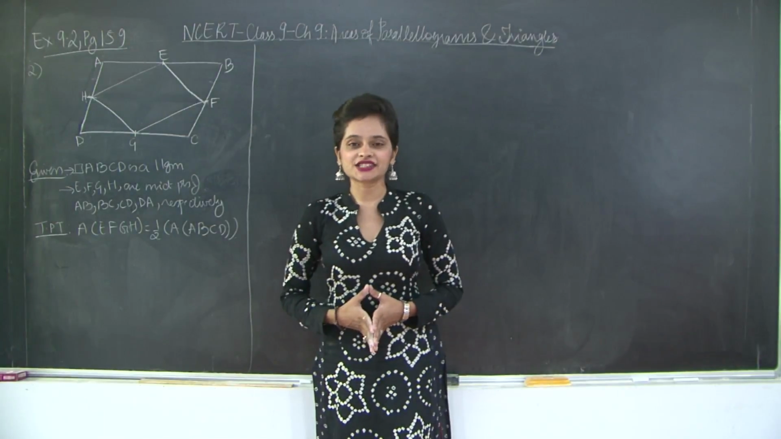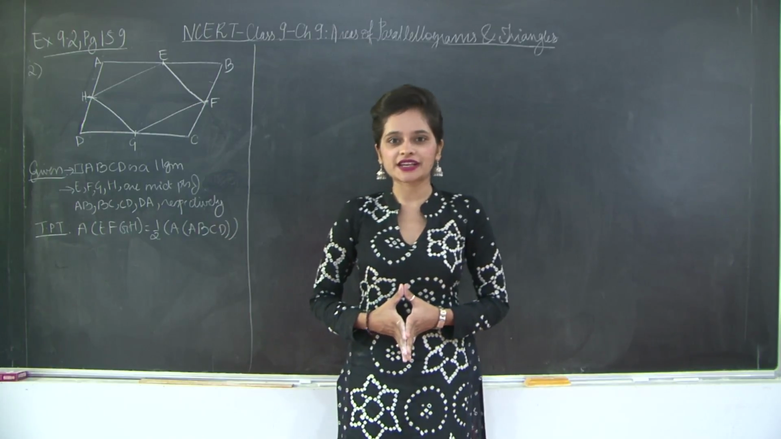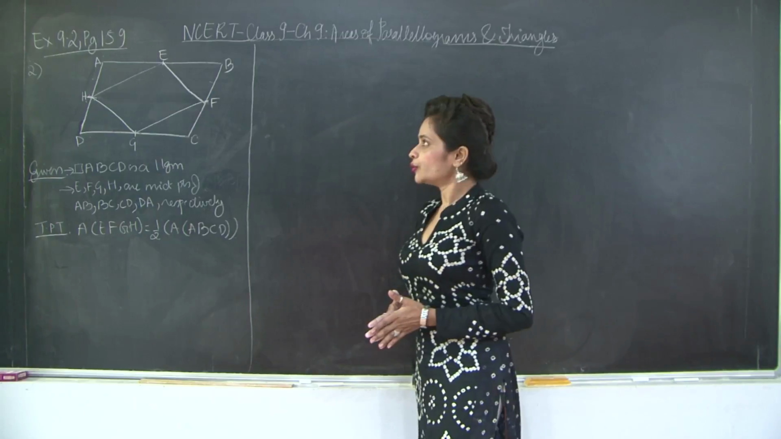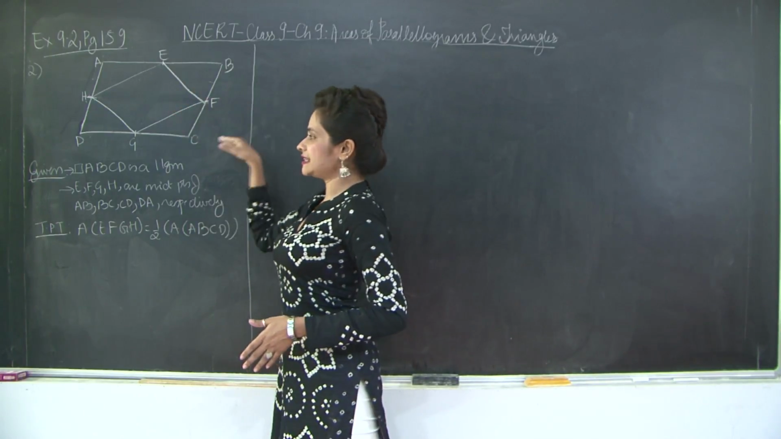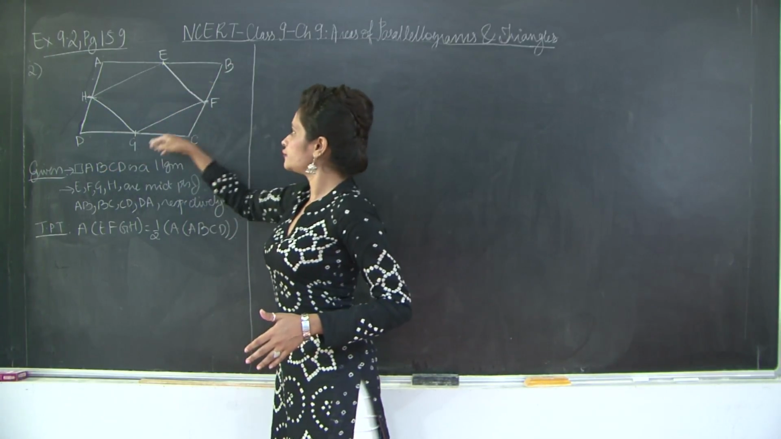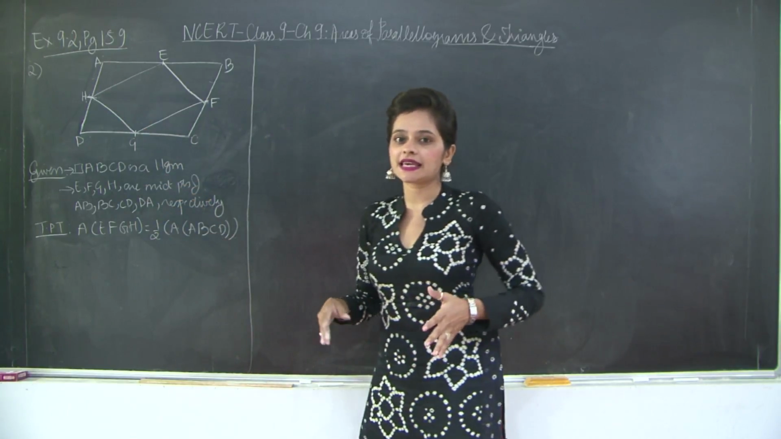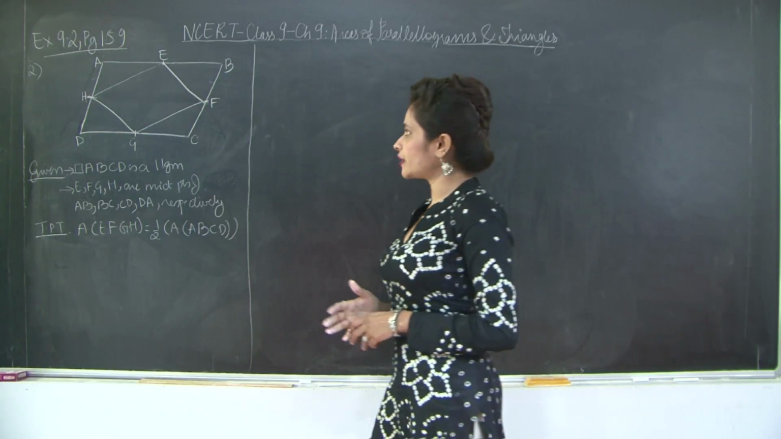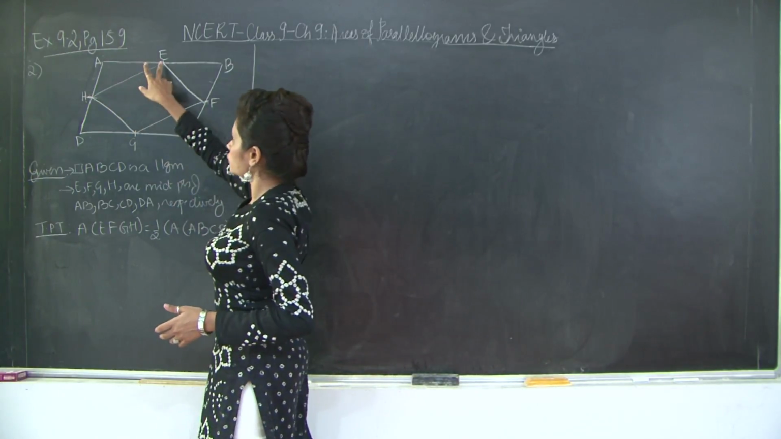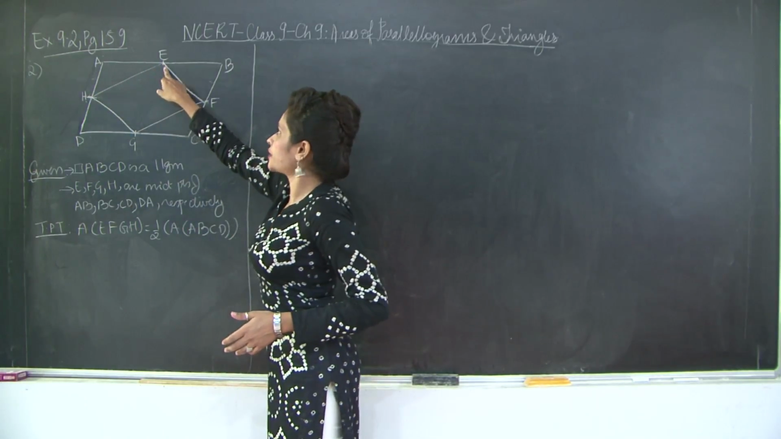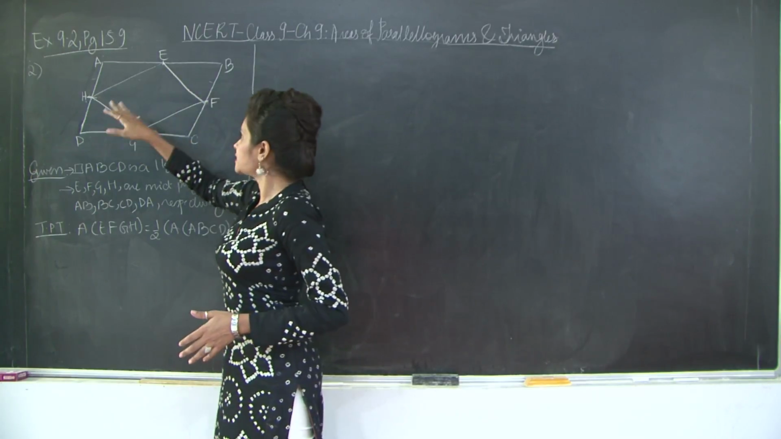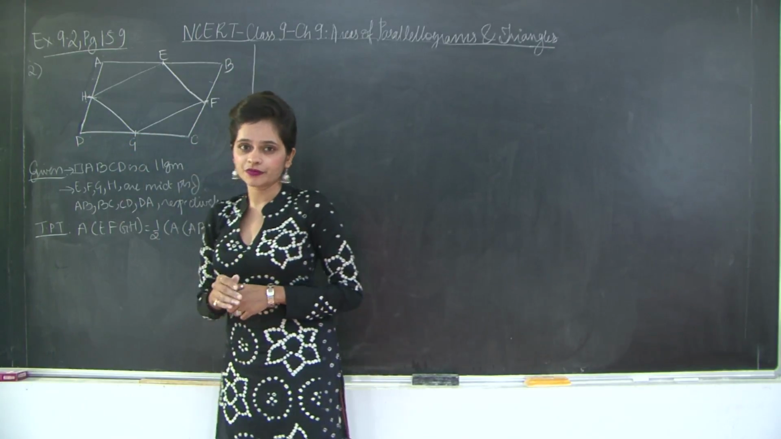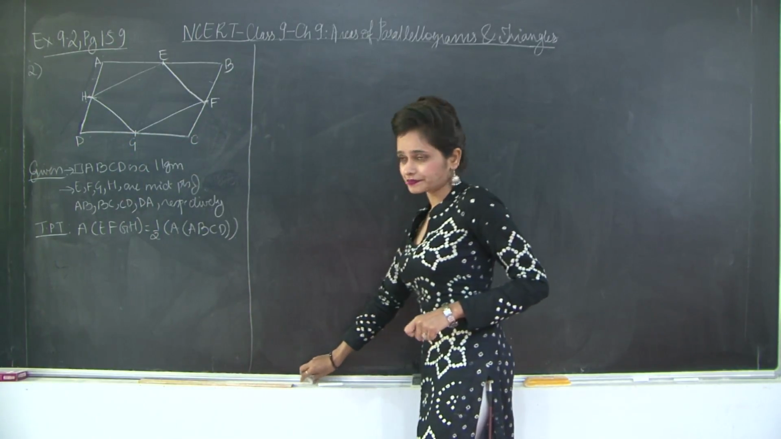Hello students, let us continue with exercise 9.2 of chapter 9, areas of parallelograms and triangles. This is question number 2, wherein it's been given that ABCD is a parallelogram and E, F, G, H are the midpoints of sides AB, BC, CD and DA respectively. Now we need to prove that the quadrilateral formed by connecting the midpoints, that is EFGH, is half the area of parallelogram ABCD. So how do we do that?